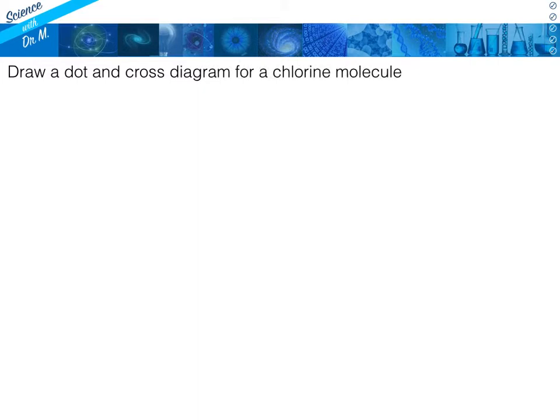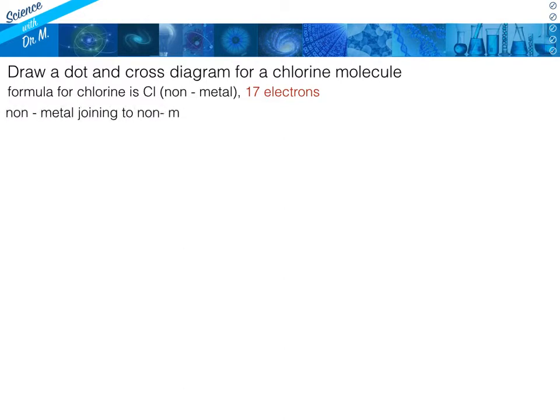Now, our next example is slightly different. Let's have a look. Draw a dot and cross diagram for a chlorine molecule. Now, the formula for chlorine is Cl. It's a non-metal, and as before, we knew before, it has 17 electrons in its outer shell. When a non-metal joins with another non-metal, it takes part in something called covalent bonding.